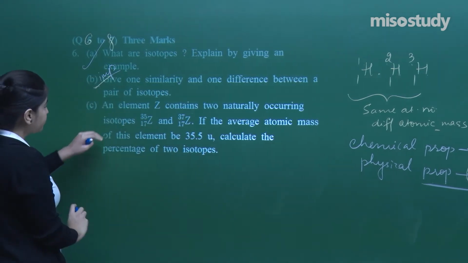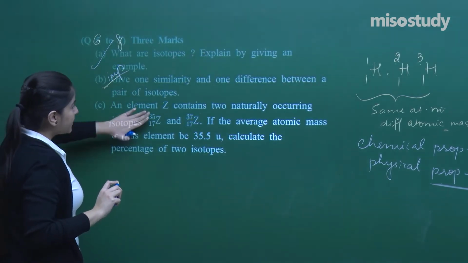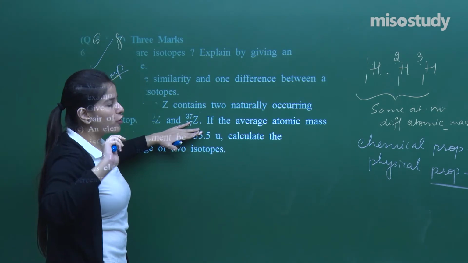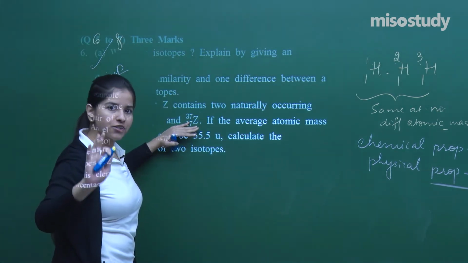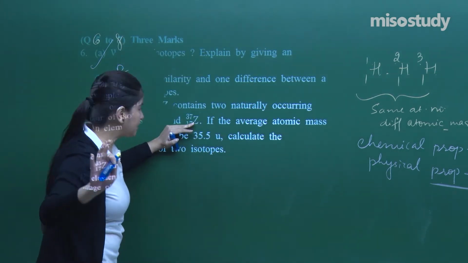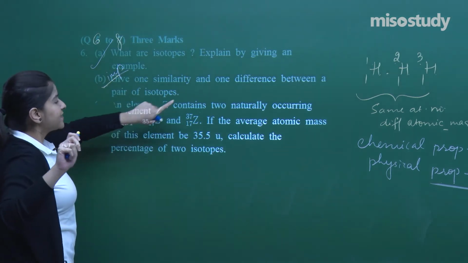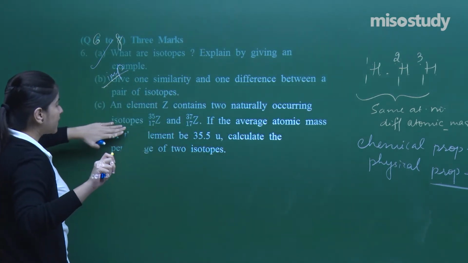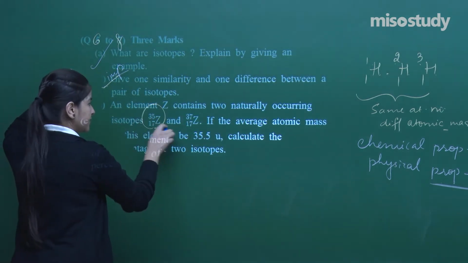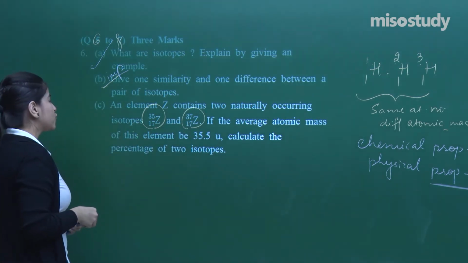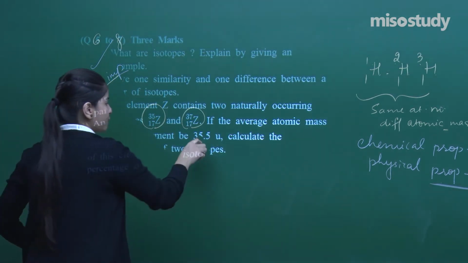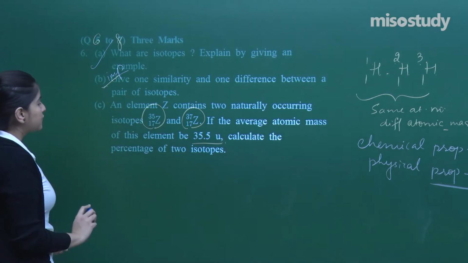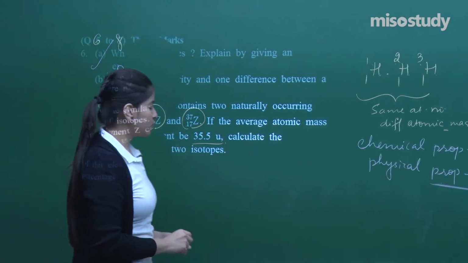Done. C part, an element. So over here I will not be performing any kind of calculation, but just giving you an idea and hint. An element Z contains two naturally occurring isotopes, this and this. If the average atomic mass of this element is 35.5 units, calculate the percentage of the two isotopes. Okay.